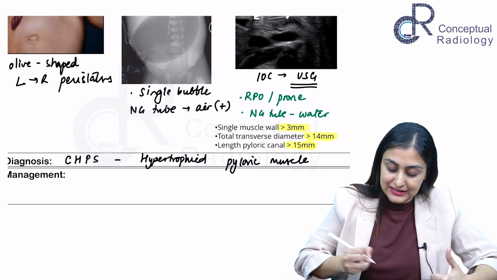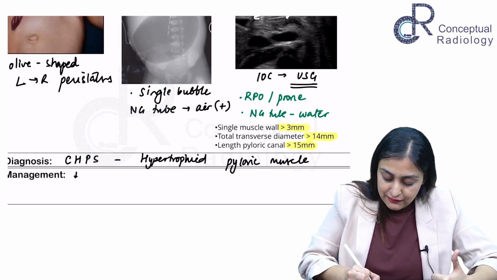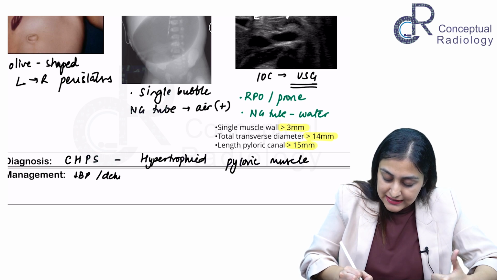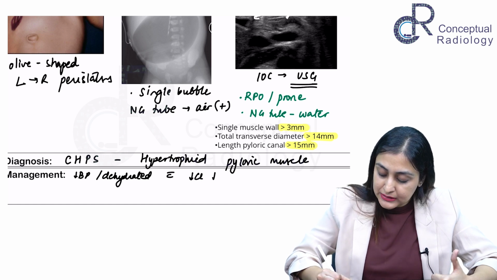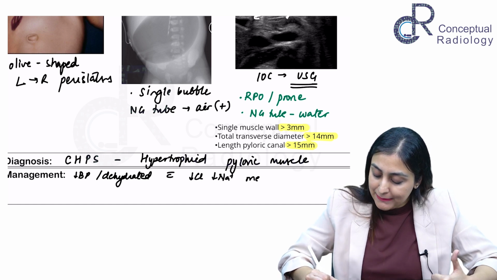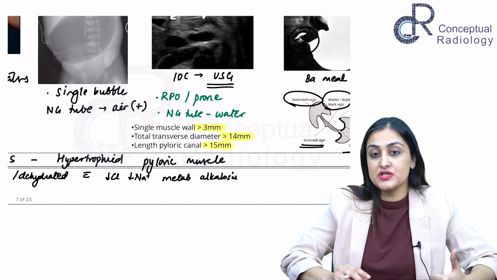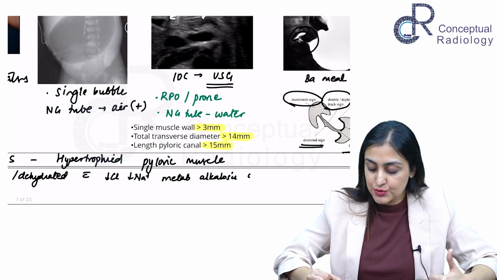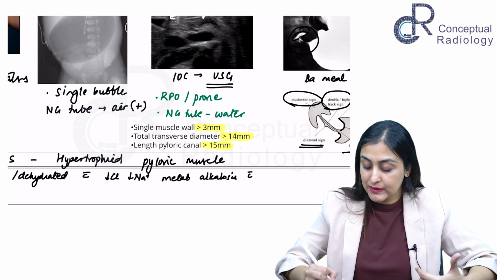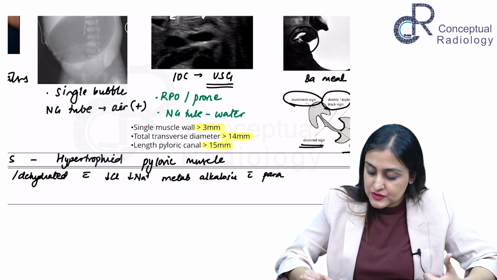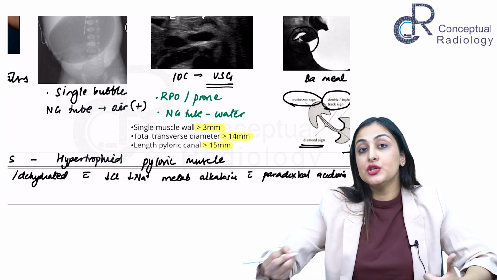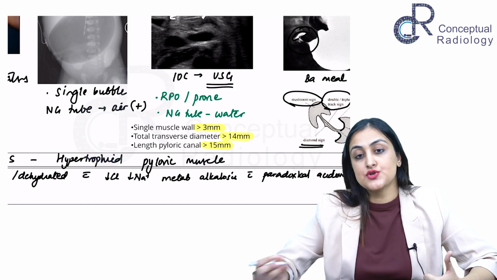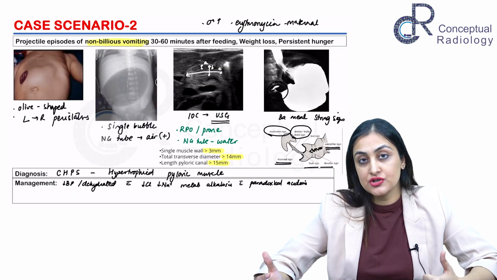So what are the different electrolyte imbalances? You are going to have a low BP, dehydrated baby because of the persistent vomiting, with hypochloremic, hyponatremic metabolic alkalosis, right? The child is losing a lot of acid from the stomach, so there's going to be metabolic alkalosis, and because of the renin-angiotensin pathway, you're also going to have paradoxical aciduria. A lot of H plus gets excreted in the urine as well because of aldosterone. So this is the kind of electrolyte presentation that you're going to get.